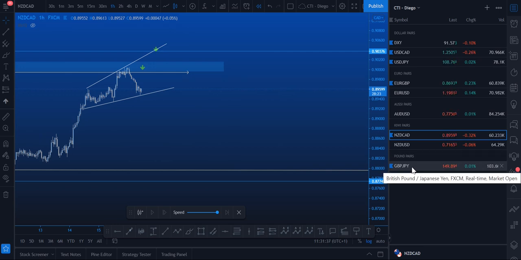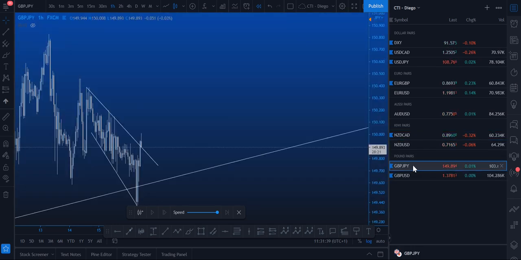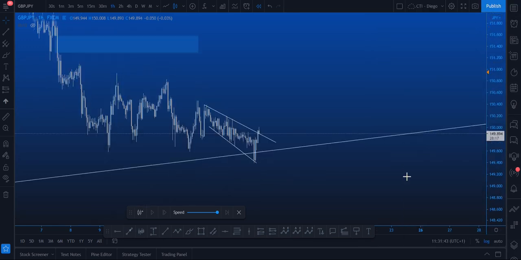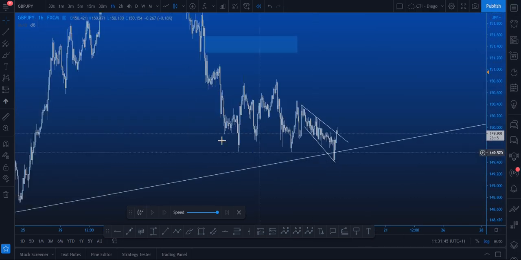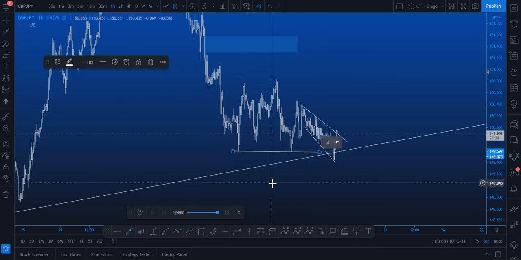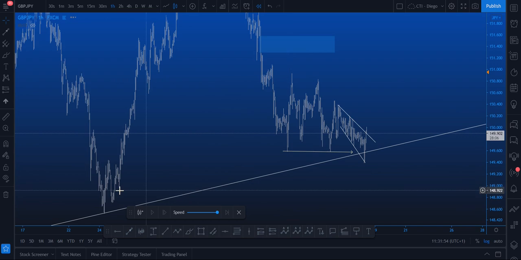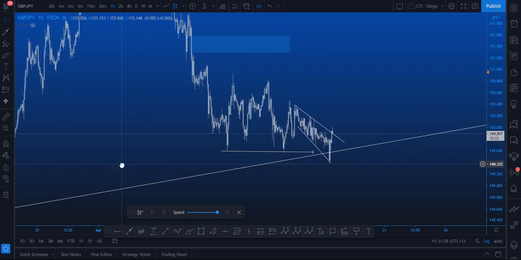Next is pound yen. Pound yen again is something we forecasted during the week. Am I in this? No. I'm not in this, but surprise, surprise, we've got some equal lows, and we have some compression, and we have some unfilled liquidity somewhere here, which I haven't really mapped out yet.